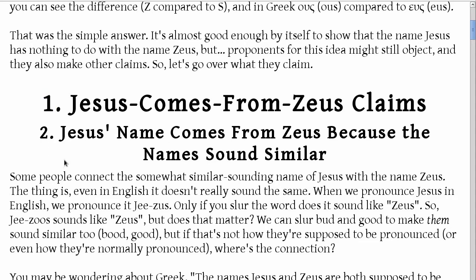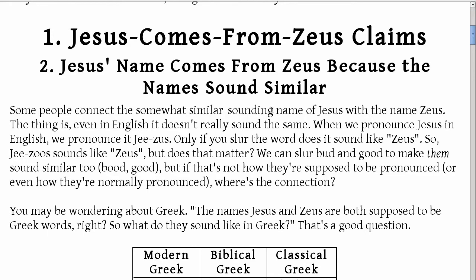So now you know. Some people connect the somewhat similar sounding name of Jesus with the name Zeus. The thing is, even in English, it doesn't really sound the same. When we pronounce Jesus in English, we pronounce it Jesus. Only if you slur the word does it sound like Zeus. So Jesus sounds like Zeus, but does that matter? We can slur bud and good to make them sound similar too. But if that's not how they're supposed to be pronounced, or even how they're normally pronounced, then where's the connection?